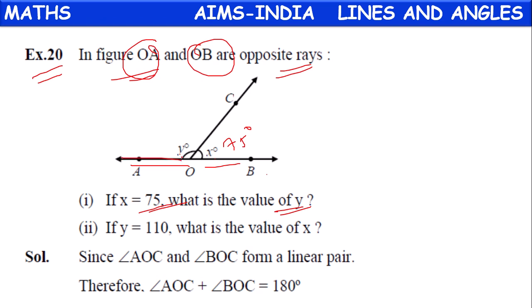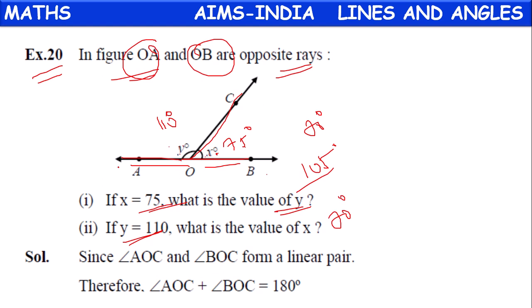If OA and OB are opposite rays and OC is the ray standing on AB, then these two angles will make a linear pair. The sum of these two will be equal to 180 degrees. If x is 75 degrees, then y will be 105 degrees. Directly we can tell. Or if y equals 110 degrees, x is 70 degrees.